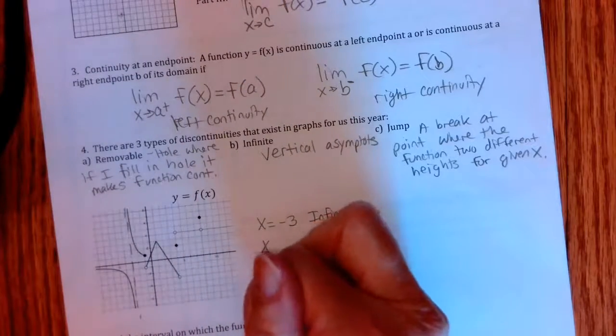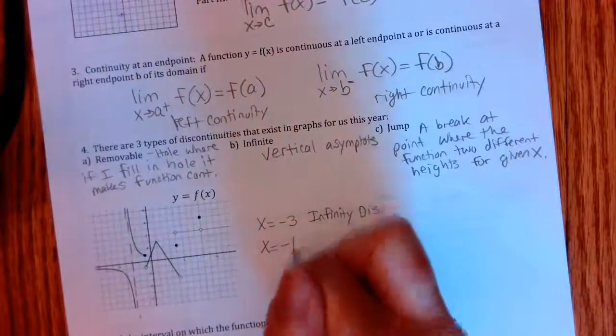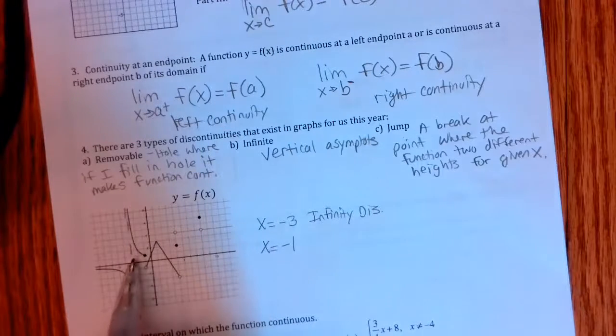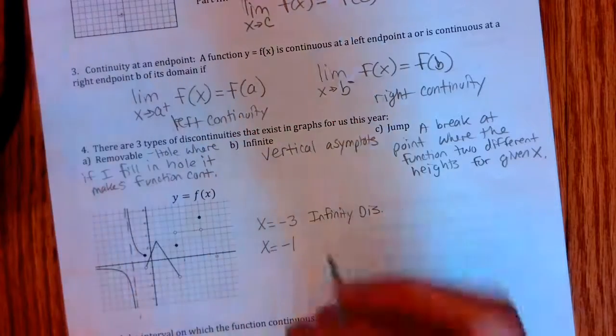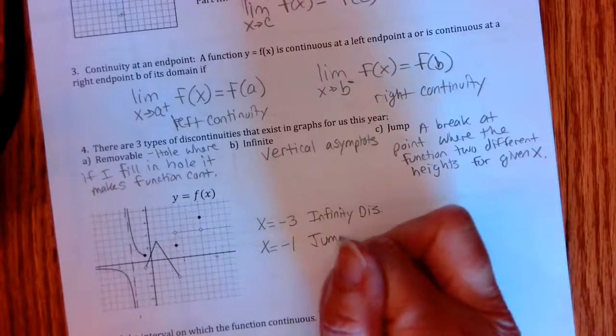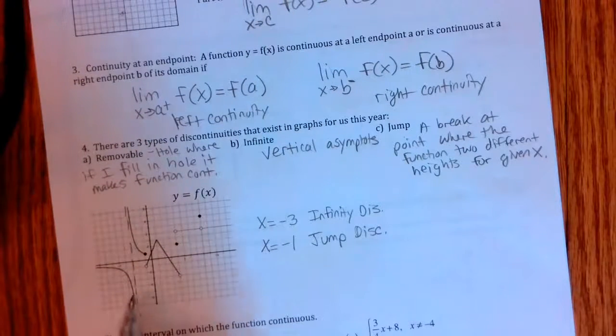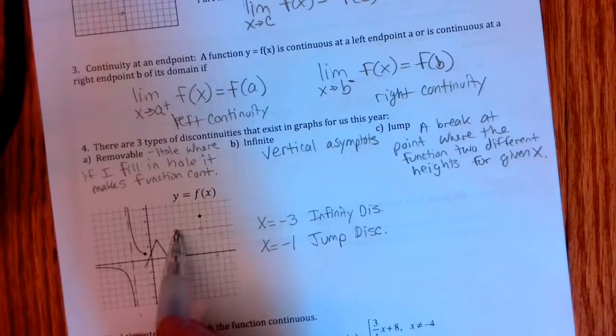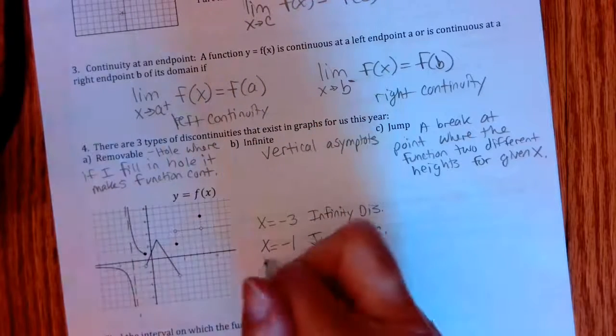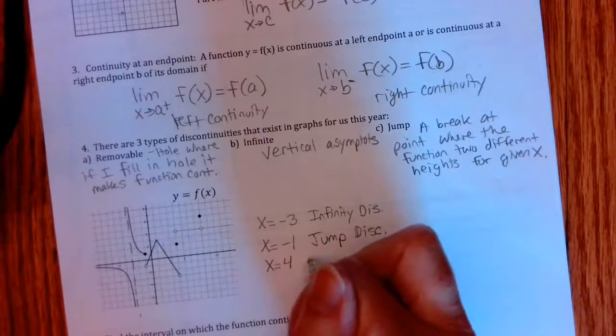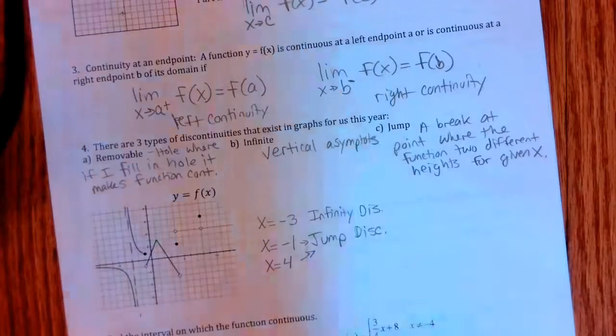x equaling -1 is a break in the graph, and look, we have two different approaching heights. That's a jump discontinuity. And then I keep moving on, and I get to 4, a height here of -3, a height here of 4. So x equaling 4 is also a jump discontinuity.